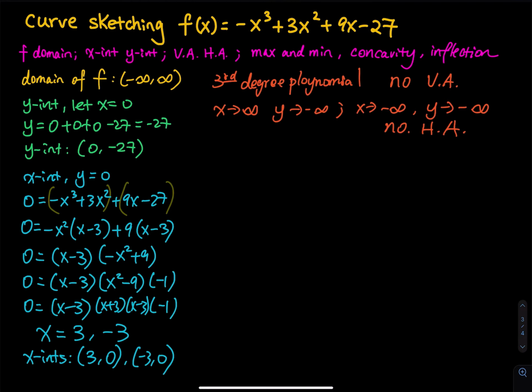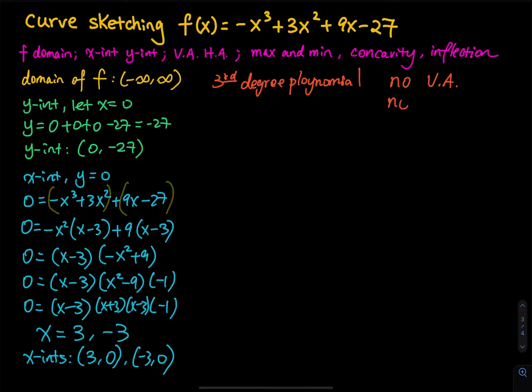This is a polynomial. Or, okay, here, this is what you can say. How about this? Just get rid of this. So this is a third degree polynomial. You can just say there is no vertical asymptote and no horizontal asymptote. That is done. So no HA and no VA.